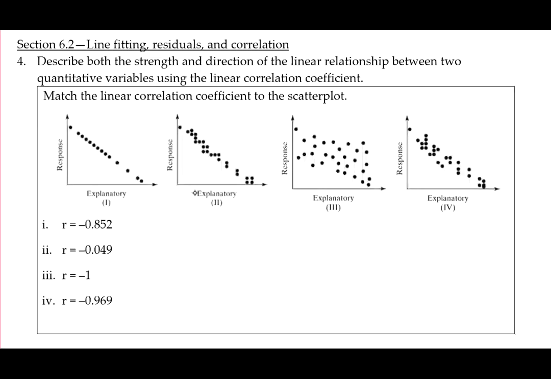If R equals positive 1, then there's a perfect positive relationship. Now we know that all of these R values are negative, as all of our scatter plots indicate, because there's a downward trend. Positive R values would have an upward trend in the scatter plots. So we can first identify scatter plot 1, which has a perfect negative relationship, as an R value of negative 1.